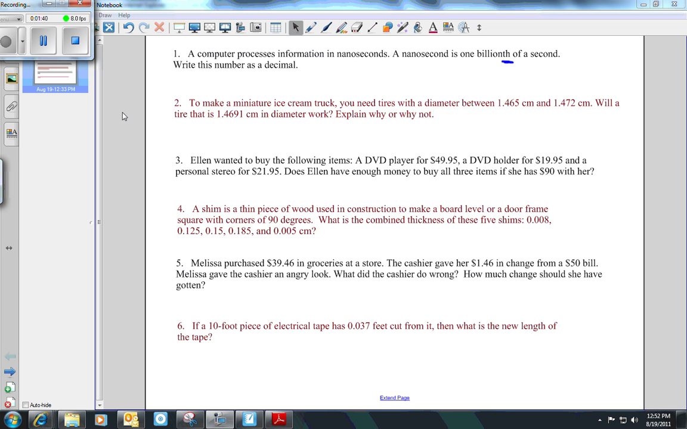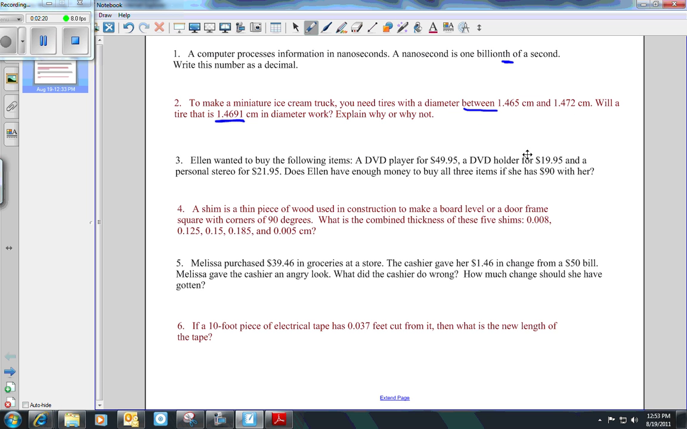Okay, so looking at the important information here. We've got the word between here. So our tires need to be in between these two numbers. It gives you this number and asks if it will work. That means, is this number between these two? And you're going to explain why or why not. So I want you to write out these numbers, this one in the middle, this one at the end. I want you to compare them and tell me if this one fits in the middle of these two and why or why not.